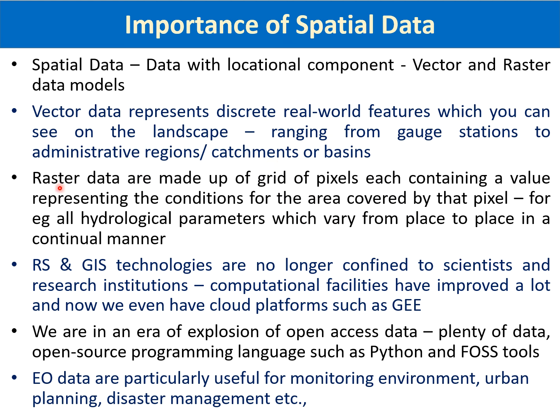On the other hand, raster data are made up of a grid of pixels, each containing a value representing the conditions for the area covered by that particular pixel. For example, all hydrological parameters, whether it is precipitation or soil moisture or evapotranspiration, they all vary from place to place in a continuous manner, and they can be better represented in the raster data format. So is the case with elevation data.